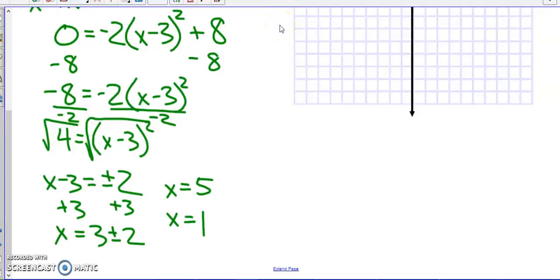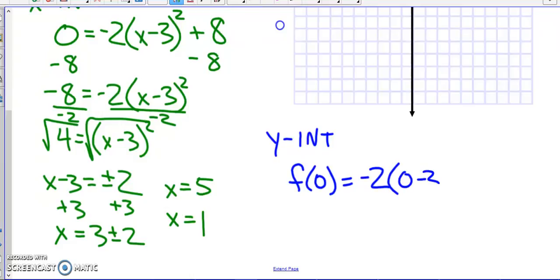All right, so we just got our x-intercepts. We need to get our y-intercept. So for the y-intercept, remember you just plug in 0 for x. So f of 0 equals negative 2 times (0 minus 3) squared plus 8. And that comes out to be negative 10 because negative 2 times 9 is negative 18 plus 8 is negative 10. So this is negative 10.